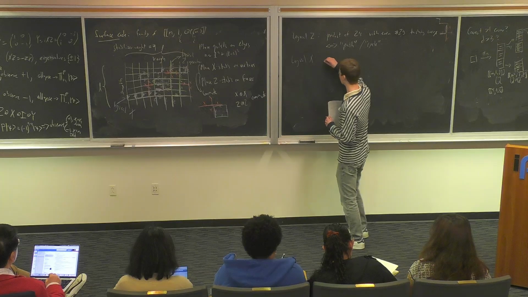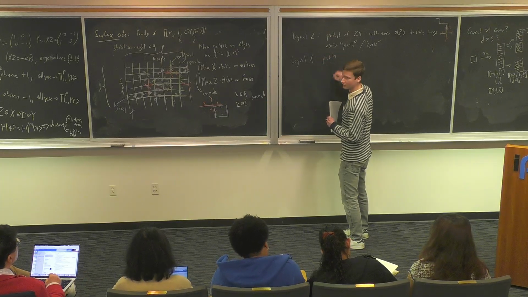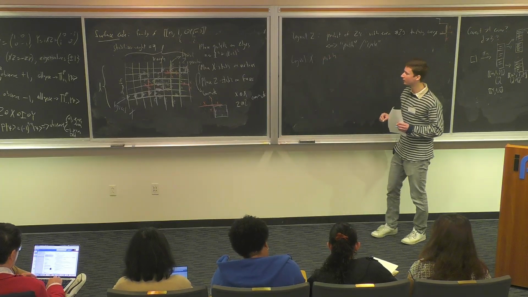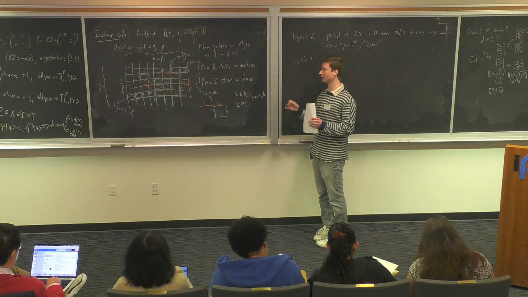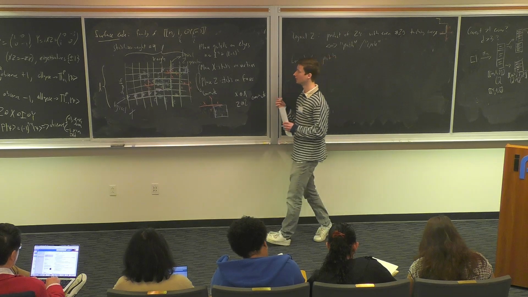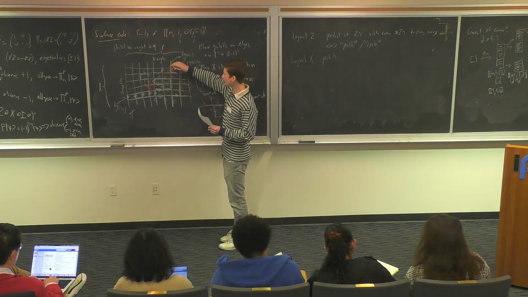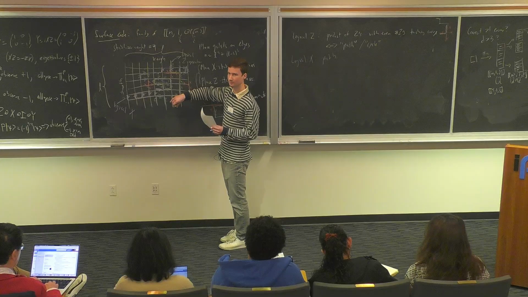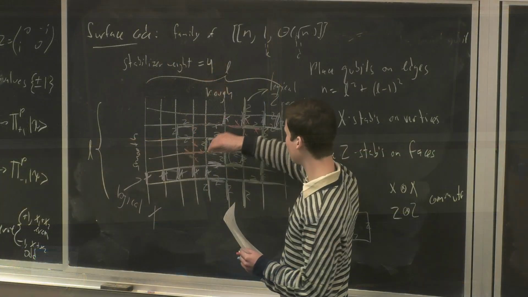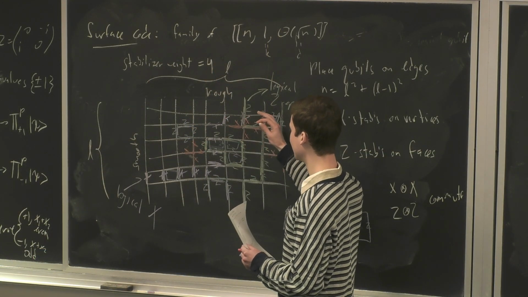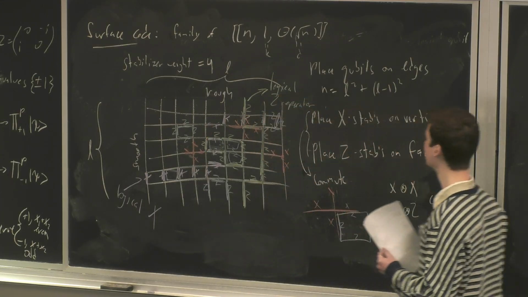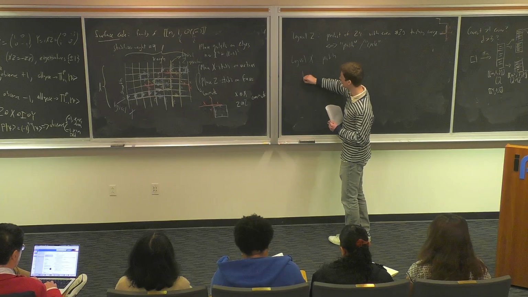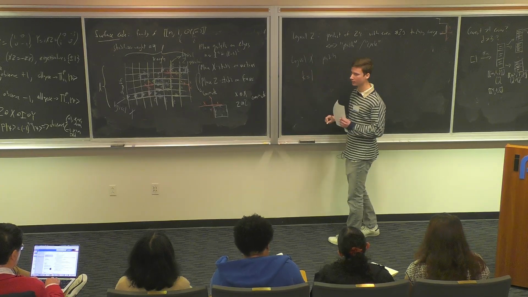So logical X is also a path between smooth boundaries. And it actually turns out that this is the unique choice of logical operators up to multiplication by stabilizers. For instance, for a logical Z, we need to take a path coming from top to bottom. And if we take any other path from top to bottom, we can just multiply by a bunch of stabilizers and turn one of these paths into the other. So essentially, the surface code has one logical qubit.